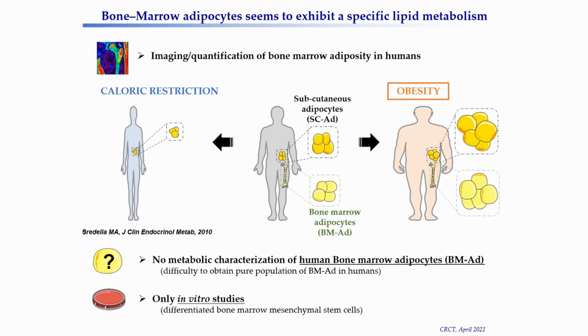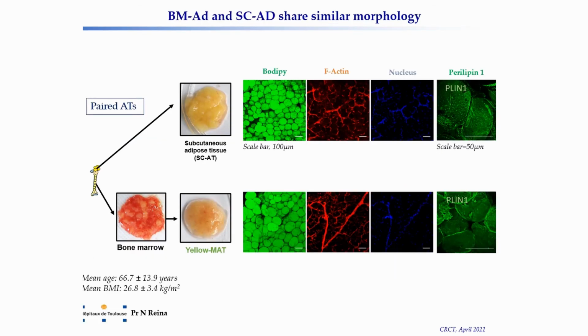And when we looked at the literature, we didn't find any characterization of human bone marrow adipocytes; we found only in vitro studies. So we decided to set up a collaboration with Nicolas Reyna to obtain bone marrow adipocytes coming from hip surgery. During the surgery, he aspirates bone marrow adipose tissue, and we obtain paired adipose tissue from subcutaneous and from bone marrow adipose tissue.